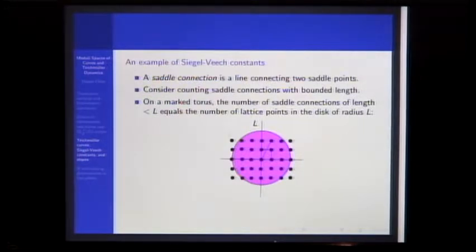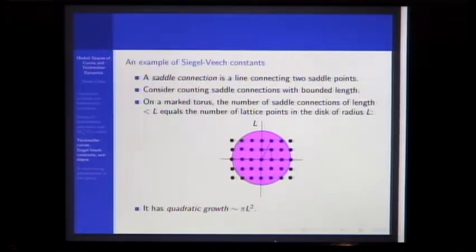You draw a circle of radius L and count the number of lattice points within this circle. When L is large enough, you can easily count the asymptotic behavior of such connections, or the number of such points in this circle of radius L. That has asymptotic growth given by pi L squared if you count with direction. That is the area of this disk. And in particular, let me remark that it has a quadratic growth, L squared.